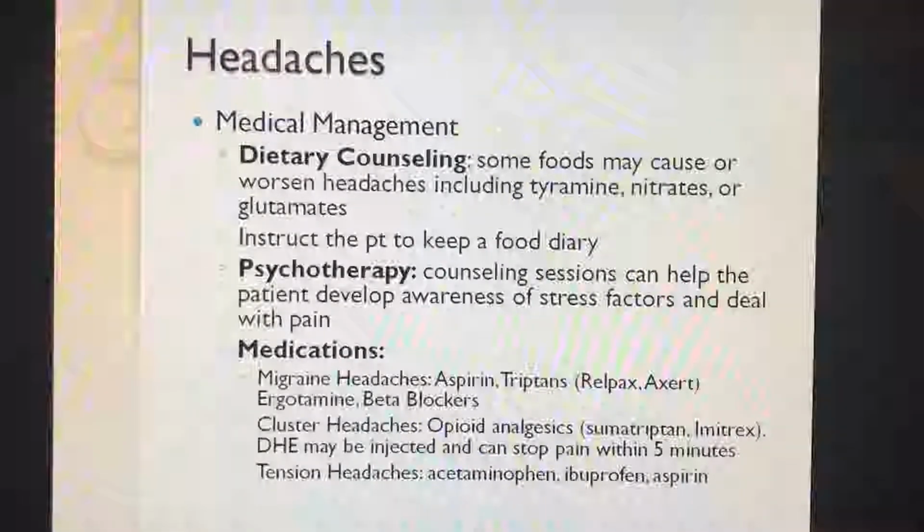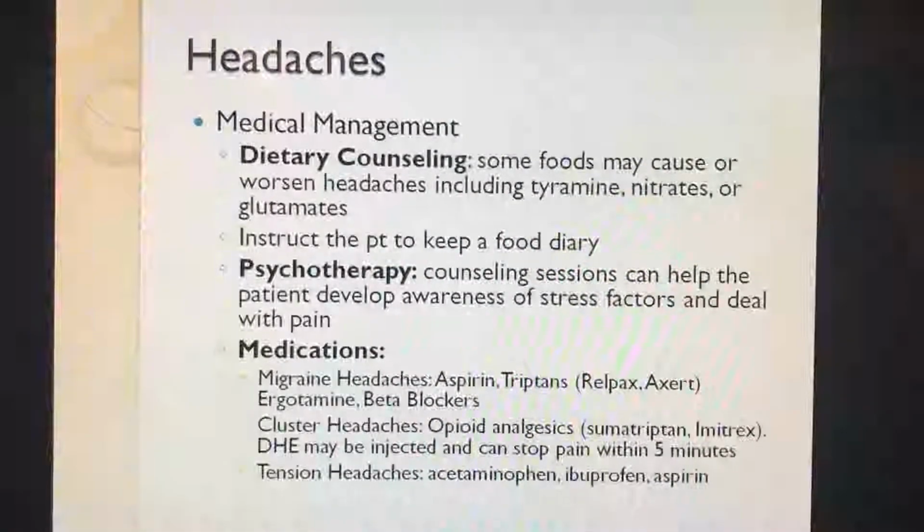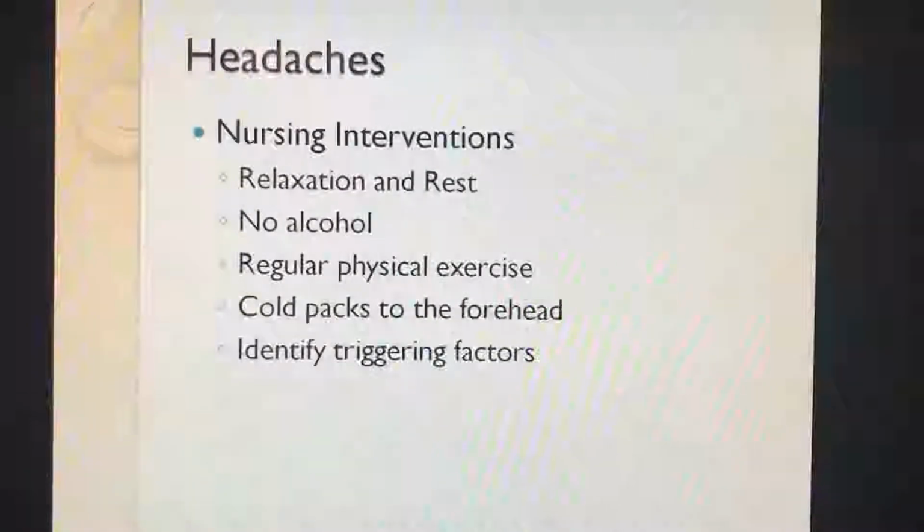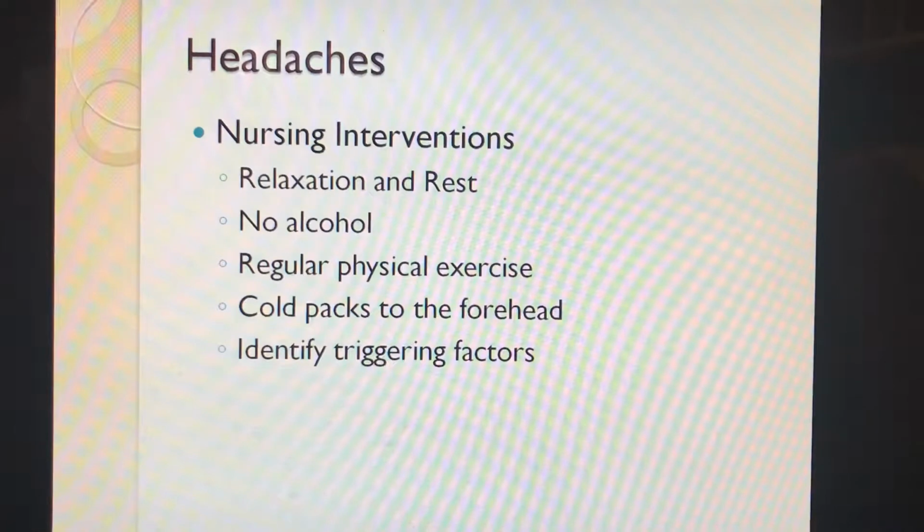Psychotherapy is counseling sessions that can help the patient develop awareness of stress factors and deal with pain. For medications, you're going to give pain medicines. You can give aspirin, beta blockers for your migraines. Your cluster headaches, you can give opioid analgesics. You can give acetaminophen, ibuprofen, aspirin. Nursing interventions are relaxation and rest, no alcohol, regular physical exercise, cold packs to the forehead, and identify any triggering factors.